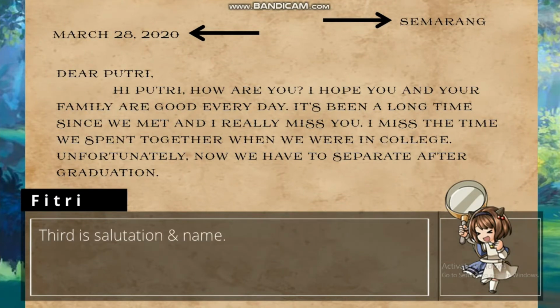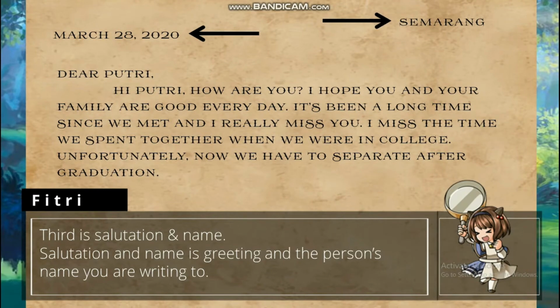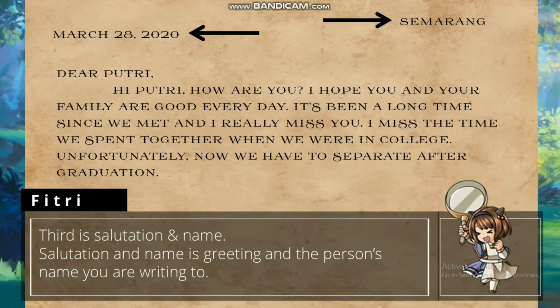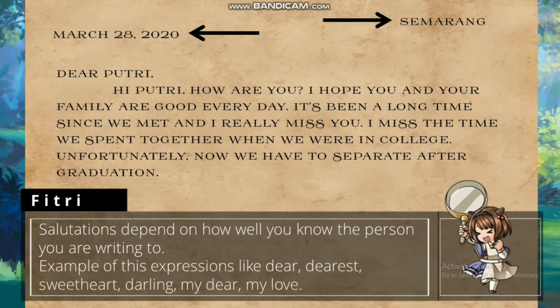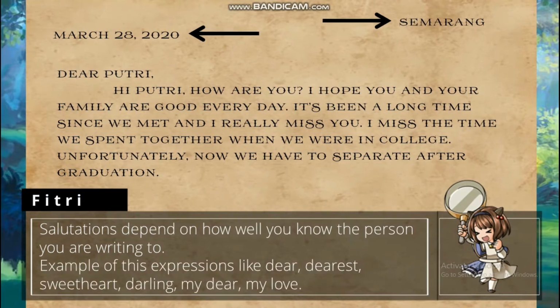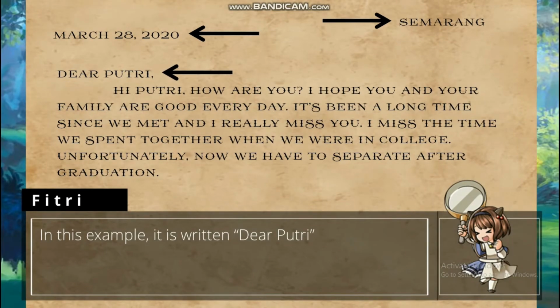Third is salutation and name. Salutation and name is the greeting and the person's name you are writing to. Salutation depends on how well you know the person you are writing to. Examples of this expression are dear, dearest, sweetheart, darling, my dear, and my love. In this example, it is written Dear Putri.